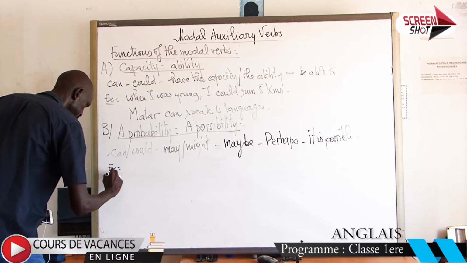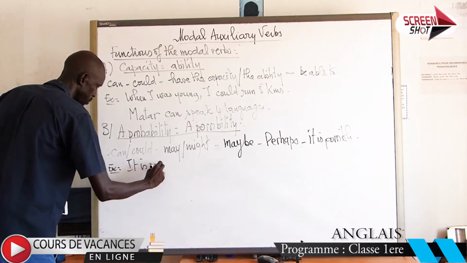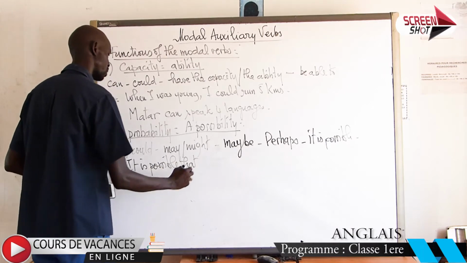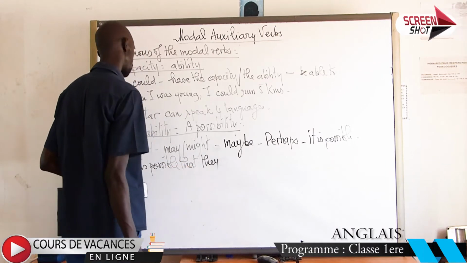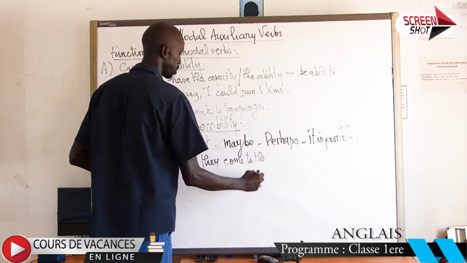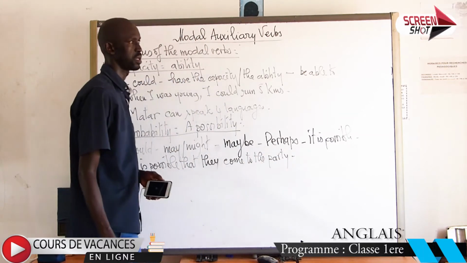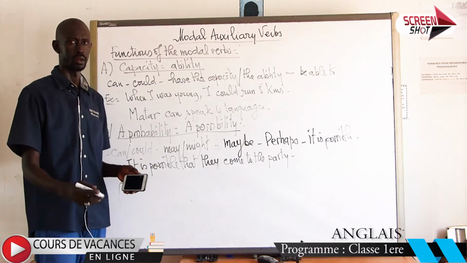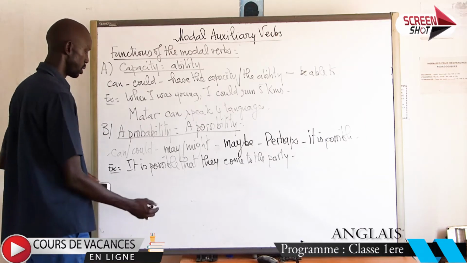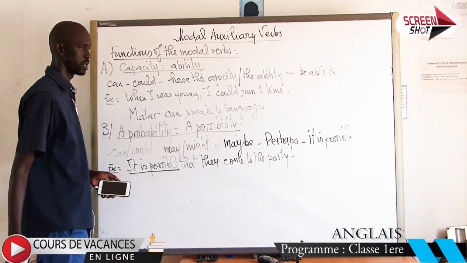For example, it's possible that they come to the party. You have a party, maybe you celebrate your birthday and you invite your friend. You say it's possible that they come to the party. So here we have it's possible, means that we have a probability or we have a possibility.